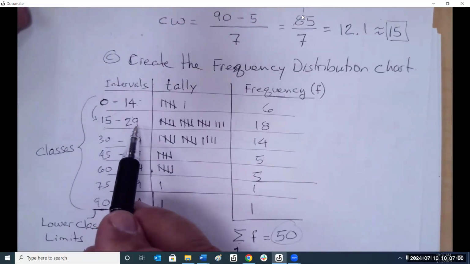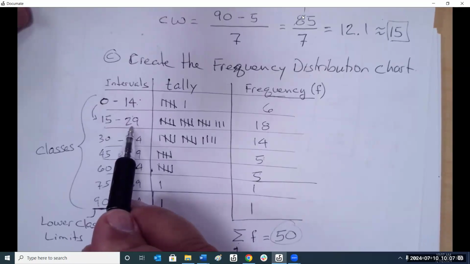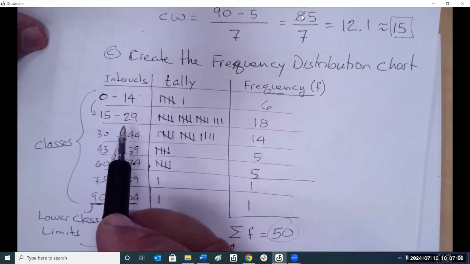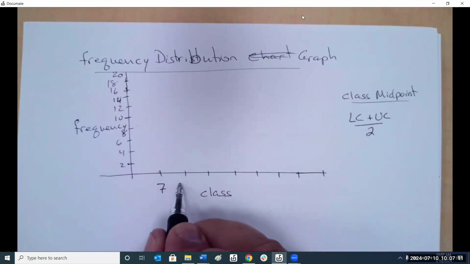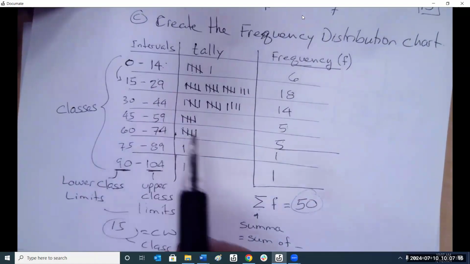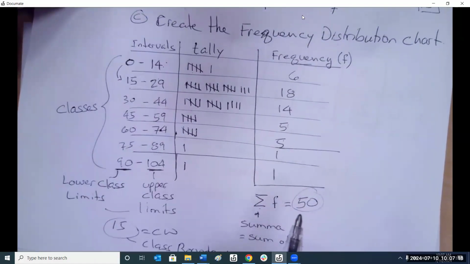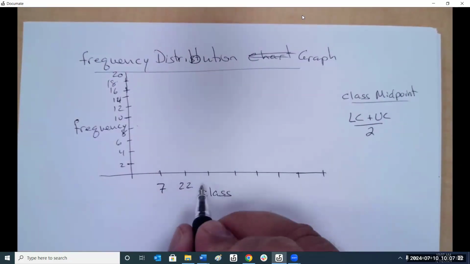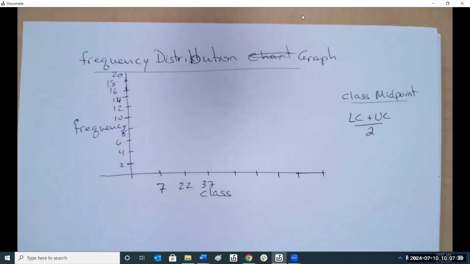15 plus 29 is? Everybody's taking off their shoes and using toes. 44 divided by 2? 30 plus 44? Divided by 2? And yes, we keep on going that way.